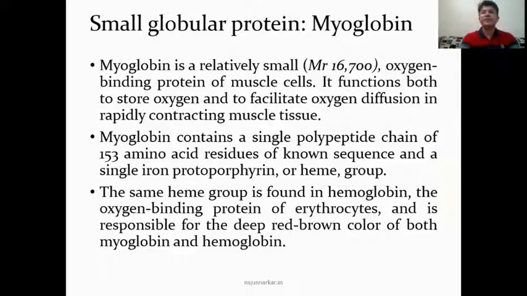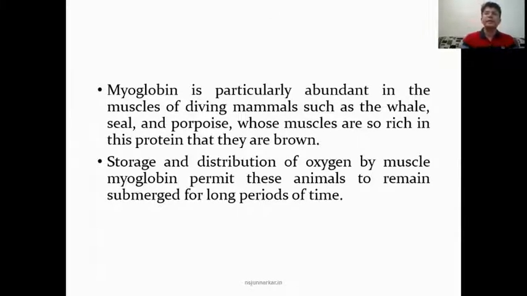Myoglobin contains a single polypeptide chain of 153 amino acid residues of known sequence and a single iron protoporphyrin or heme group. The same heme group is found in hemoglobin, the oxygen binding protein found in erythrocytes, and is responsible for the deep red-brown color of both myoglobin and hemoglobin. Myoglobin is particularly abundant in the muscles of diving mammals such as the whale, seal, and porpoise, whose muscles are so rich in this protein that they are brown. Storage and distribution of oxygen by muscle myoglobin permit these animals to remain submerged for long periods of time.